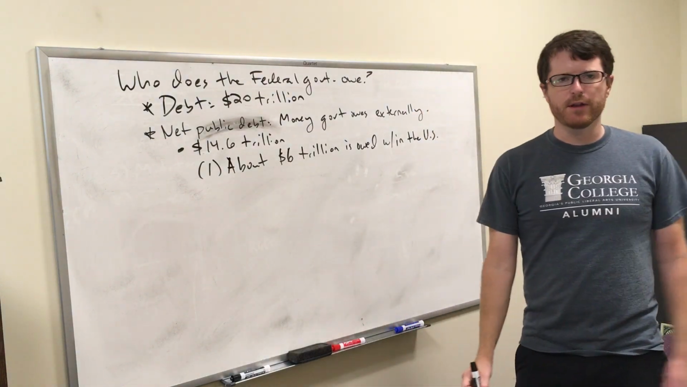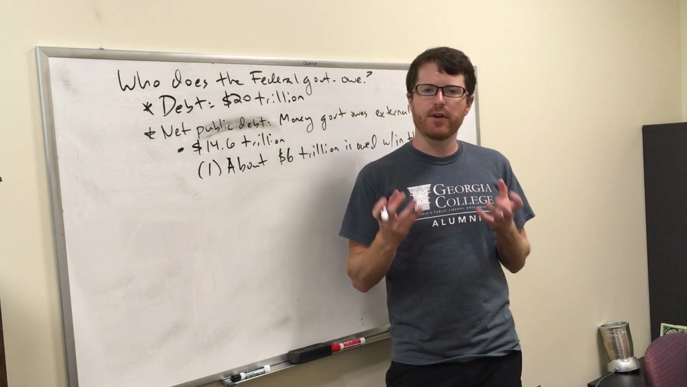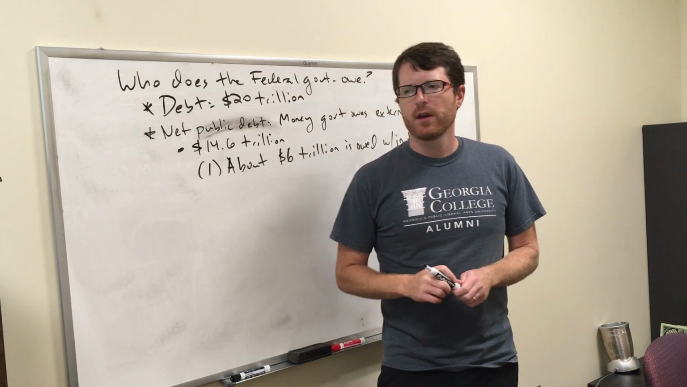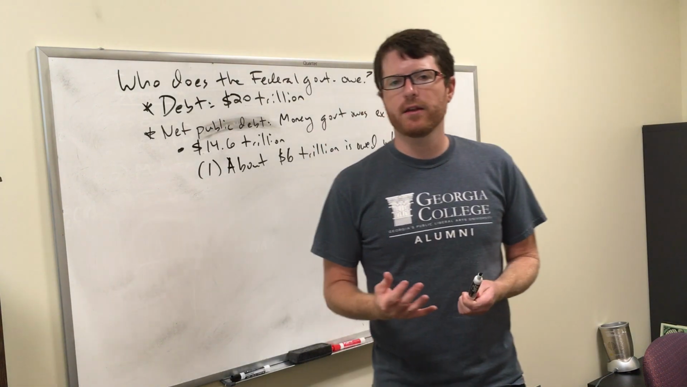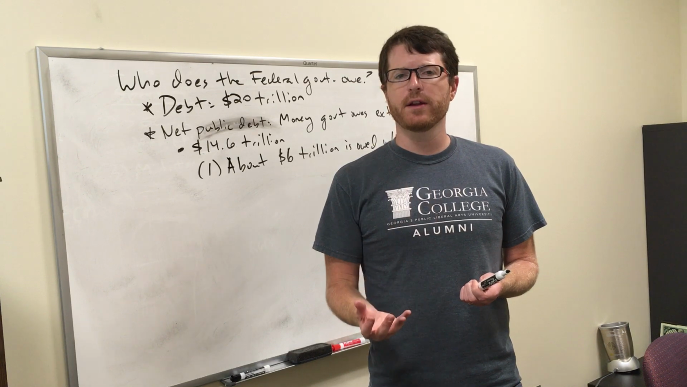Okay? The government owes money, about $6 trillion within the U.S. Now, how does this happen? How does the government owe money in the U.S.? Well, the answer is anybody can loan money to the government. All right? I could do that right now. I could loan money to the government.